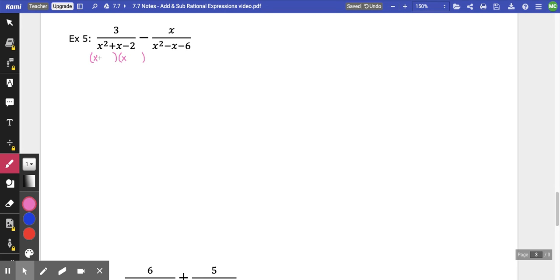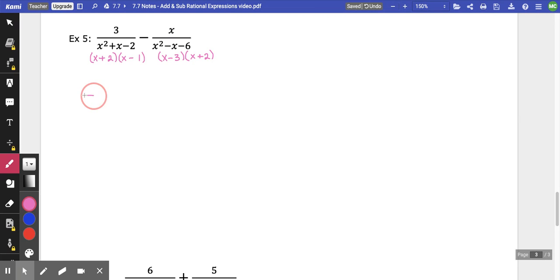So let's see, for the first one, things that'll multiply to make a -2 and add to make a +1 would be a +2 and a -1. For the second denominator, I need things that'll multiply to make a -6 and add to make a -1. So that would be a -3 and a +2.